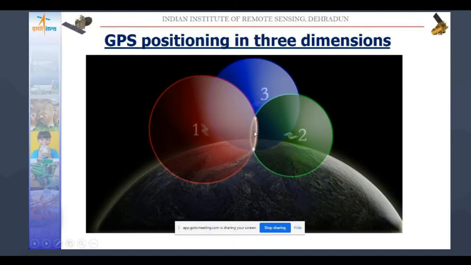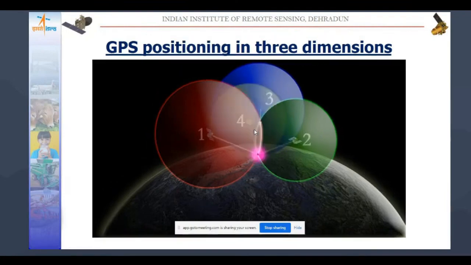Similarly, we can take the third satellite. With this, we have come down to 2 points, so the receiver will be at one of these 2 points. We will use the fourth satellite to find out the exact receiver location. This is just a visual concept to understand how it estimates.